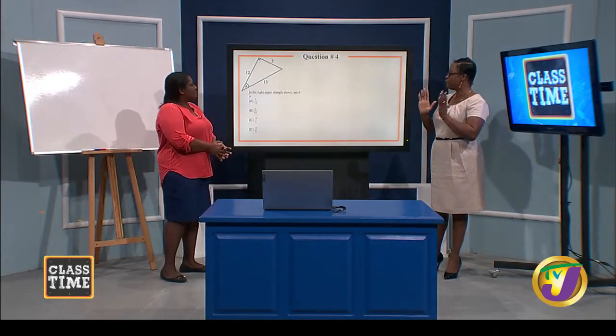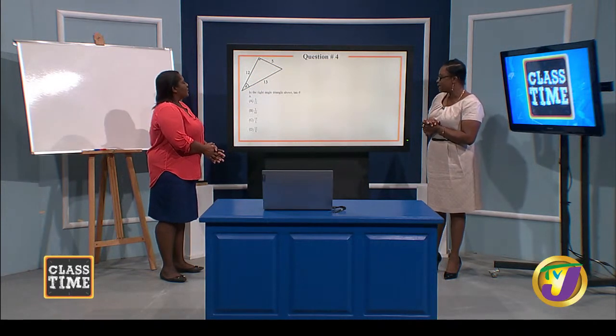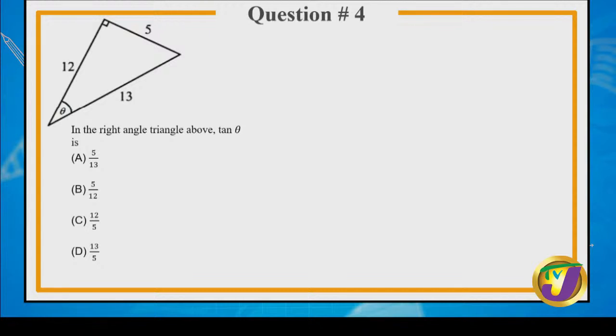Here we have question 4. In the right angle triangle above, tan theta is, and this is calling us to examine a diagram that has already been given to us. Right. So they would have given us a diagram, and we are to identify what operation we are to carry out in order to get a value for tan theta. But it did not ask us for a value for tan theta. It did not say what degrees or whatever. So what do we need to do?